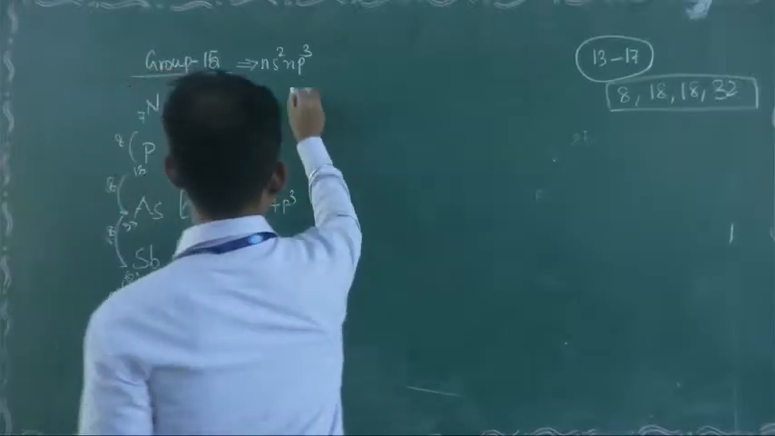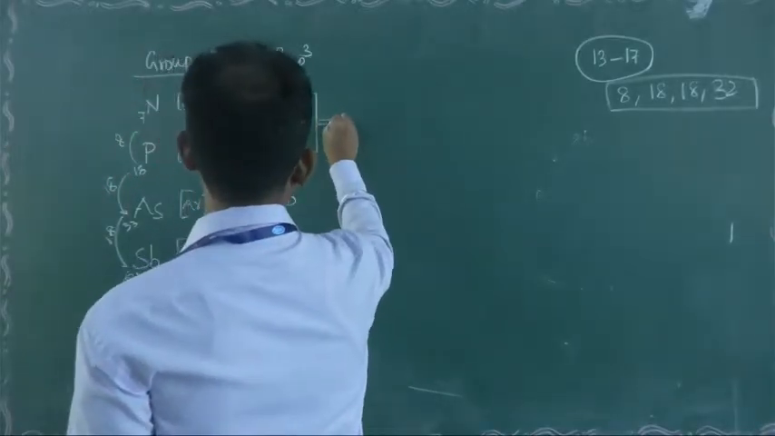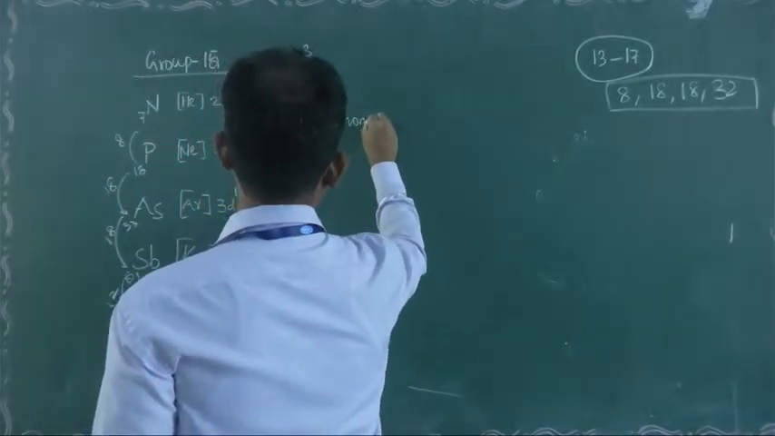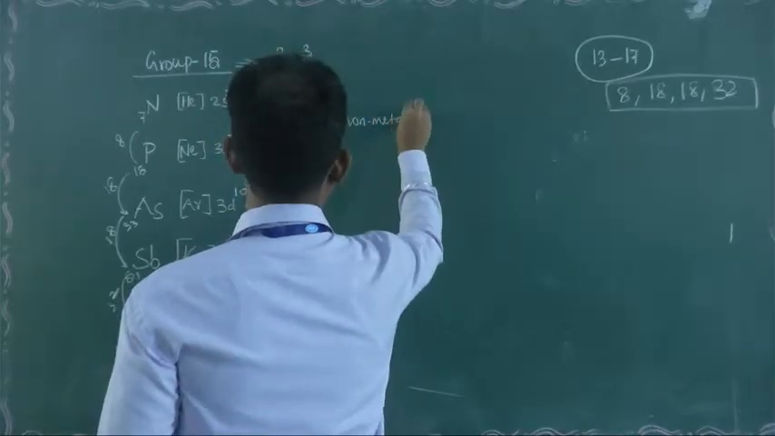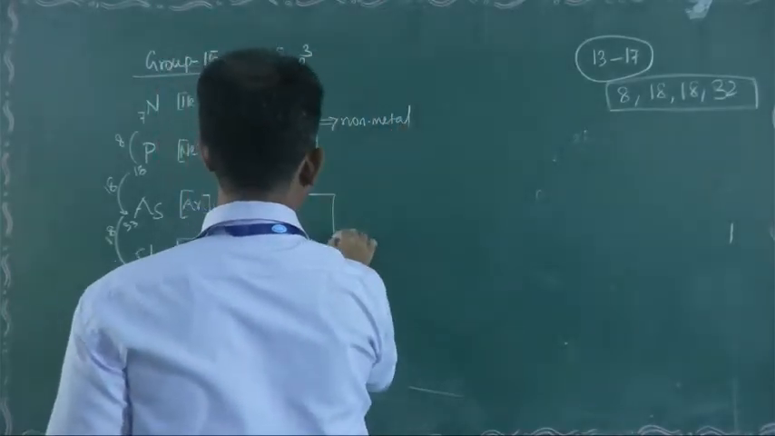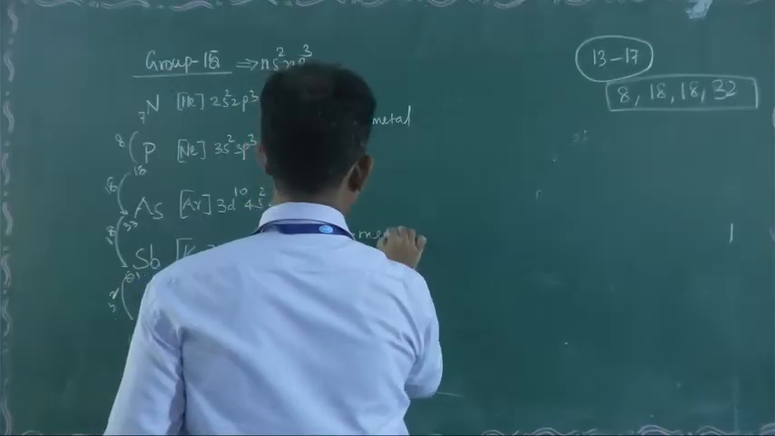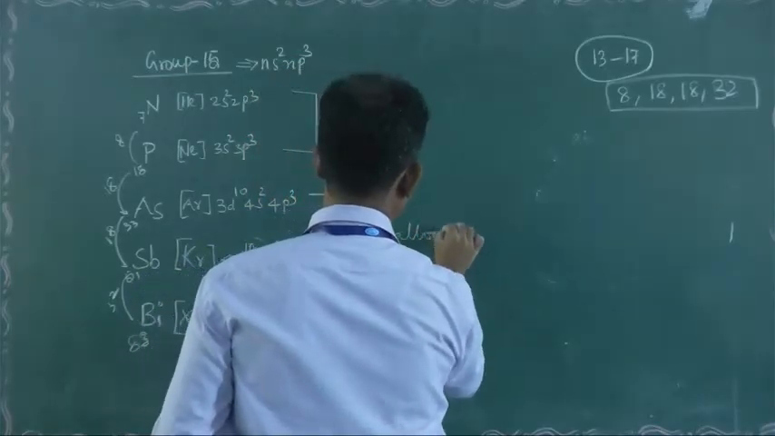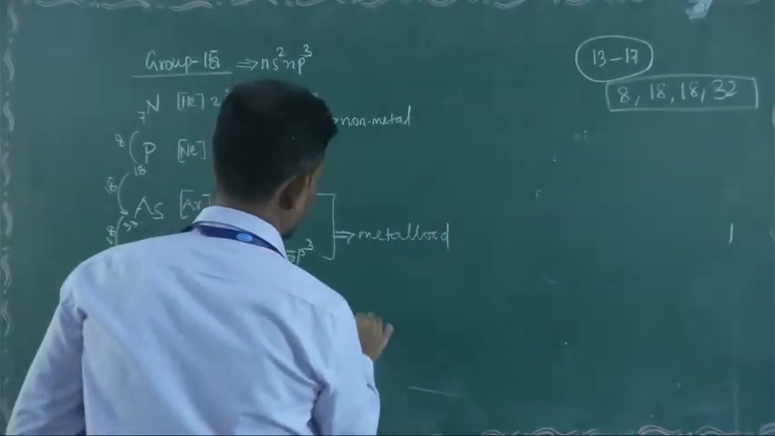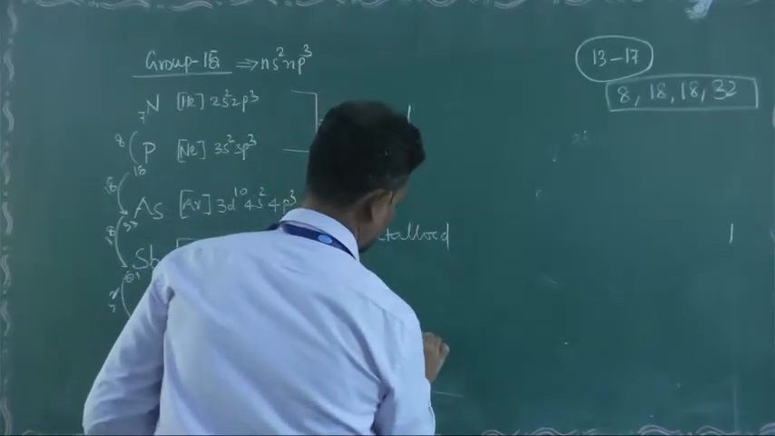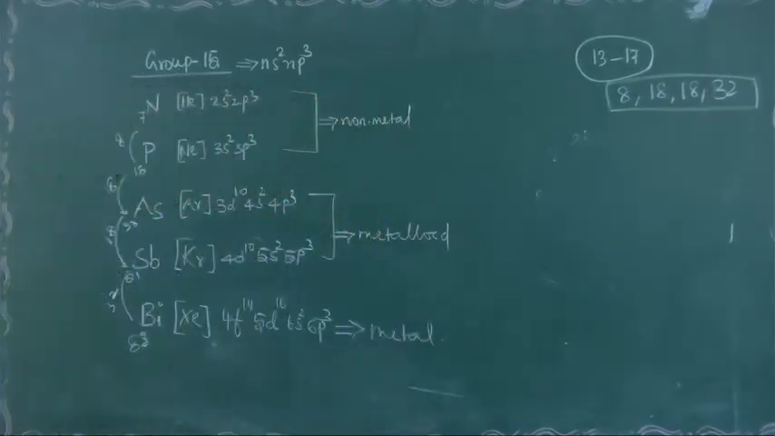And as I said, these two are non-metals. These two are metalloids. And this is going to be a metal. Okay. So non-metal, metalloids, and metal. Is it clear? So these are the points that you have to remember. Is it clear? புரிஞ்சா? Is it clear?